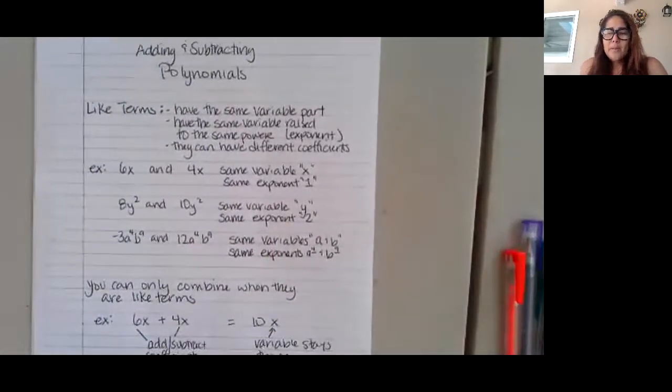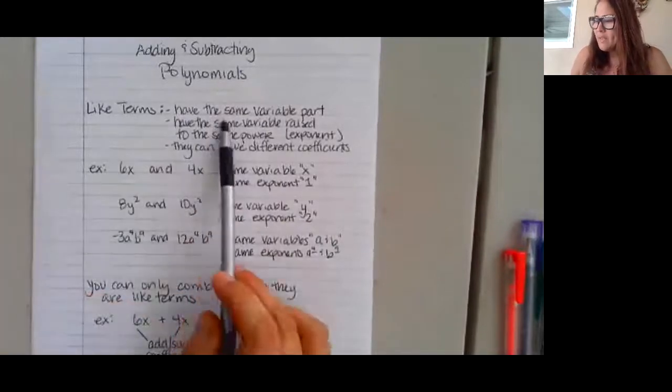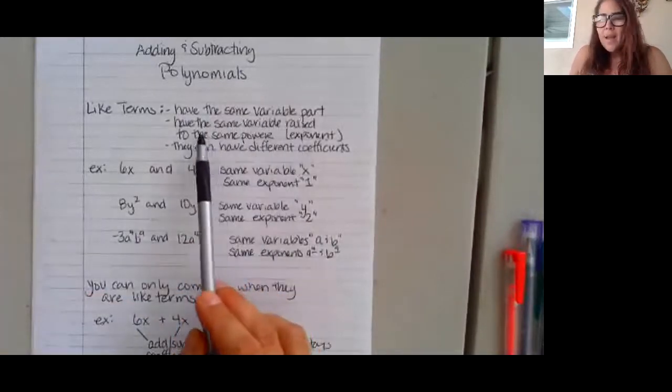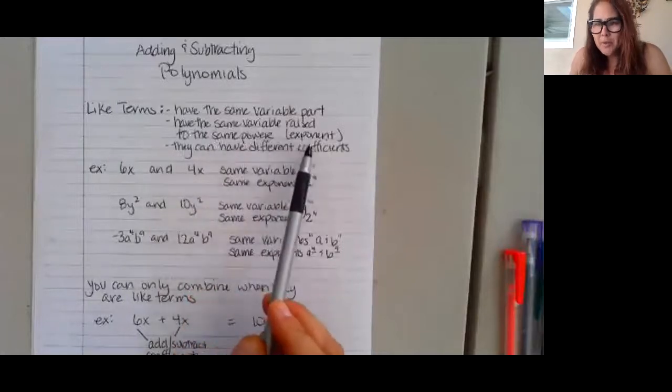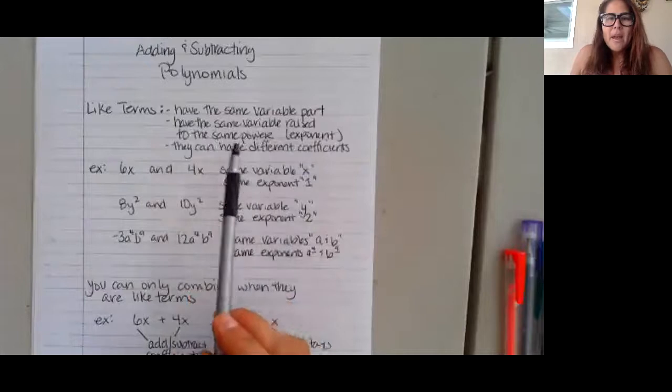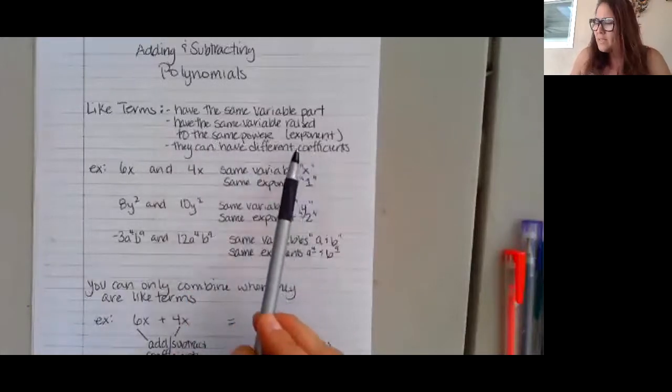So the only vocabulary word, the big one we have, is like terms. And what does it mean to have a like term? Like terms have the same variable part. They have the same variable raised to the same power, which is the exponent, so they have the same exponent, and they can have different coefficients. Okay, so let's go into our first example.